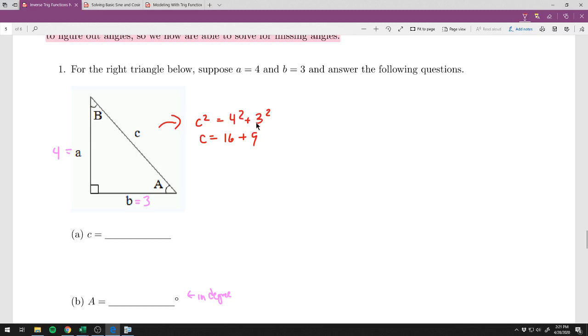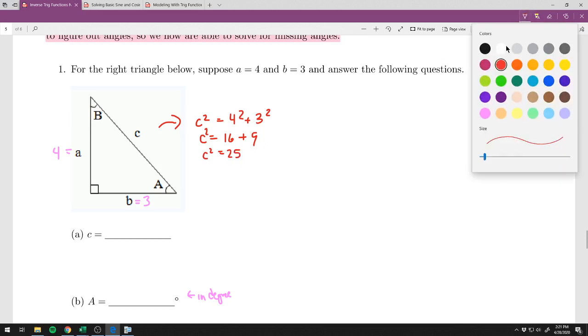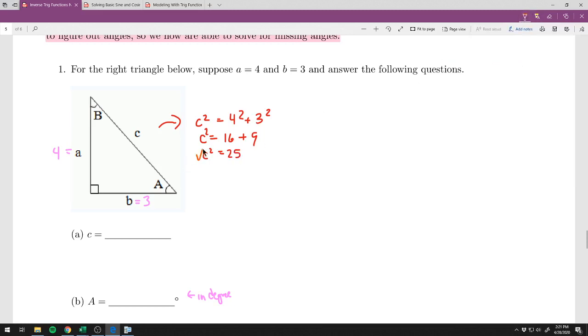Four squared plus 3 squared, 16 plus 9 is 25. So C squared equals 25, and then we finish with the square root. And we got C equals the square root of 25, which is 5.